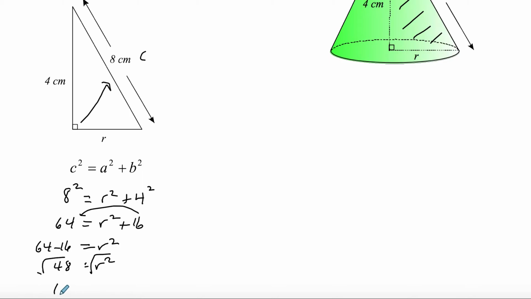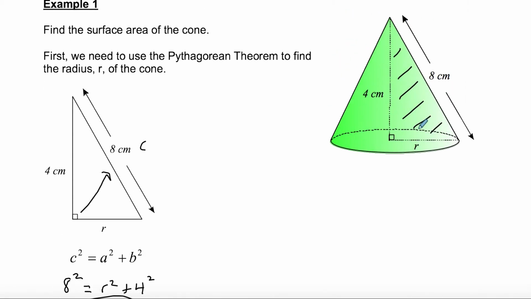So we end up with 6.93 centimeters is the radius. Try and use at least one decimal place. This 6.9 would have been great. 6.93 is even better. Try not to round that right off to 7. It's nice to see at least one decimal place. So now we know the radius of the cone is 6.93 centimeters.